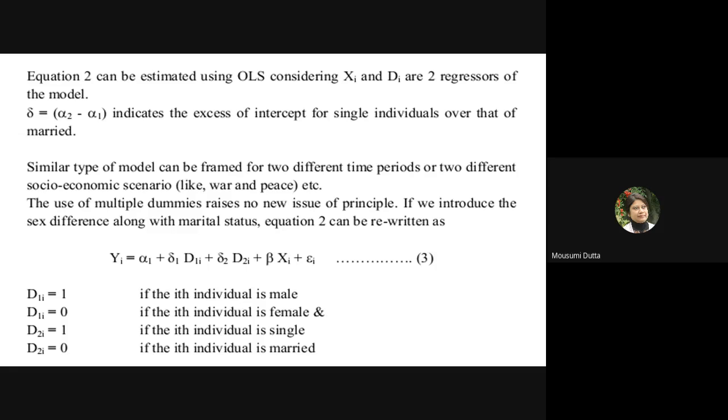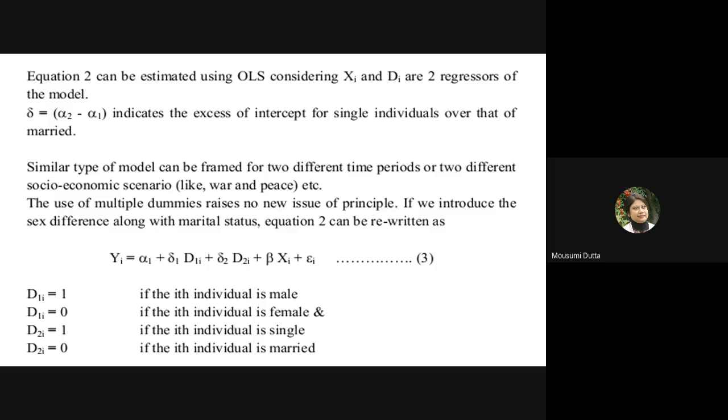Equation 2 can be estimated using the ordinary least square technique, considering xi and di as two regressors of the model. Delta, which is equal to alpha 2 minus alpha 1, indicates the excess of intercept for single individuals over that of married. However, whether the intercept for the married individual or the unmarried individual will be higher will depend on the values and the signs of alpha 1, alpha 2. A similar type of model can be framed for two different time periods or two different socio-economic scenarios like war and peace, etc. The use of multiple dummies raises no new issue in principle.